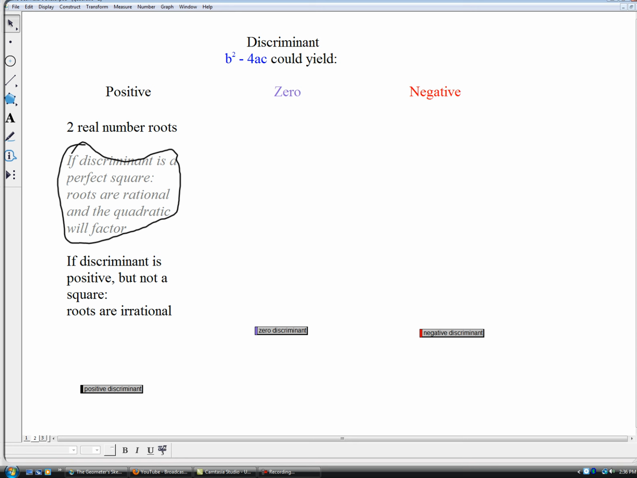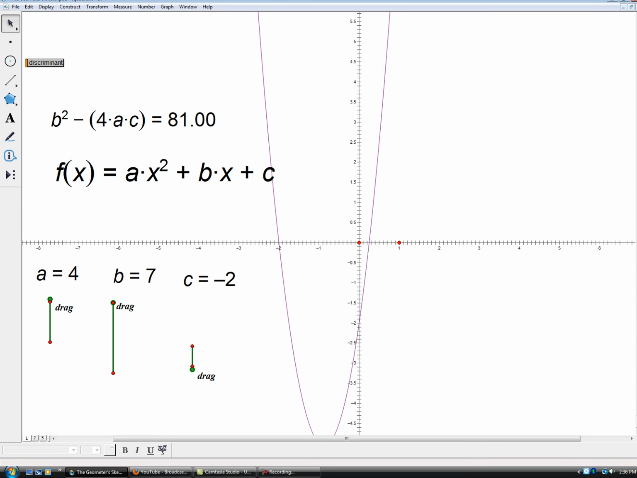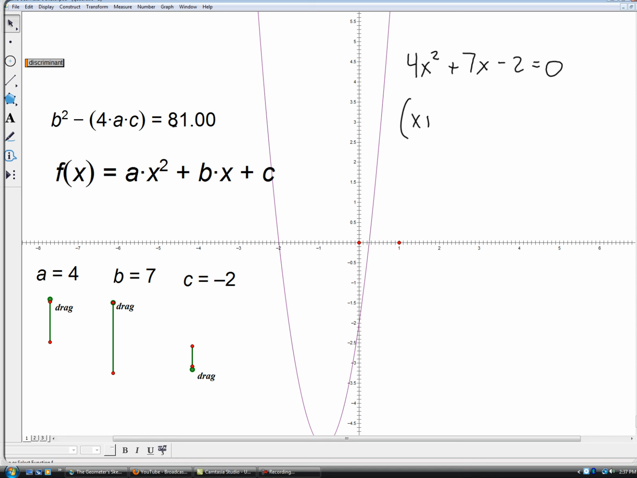So let's take a look at that and factor this. A is 4, so let's write it as 4x squared, plus 7x, b is 7, and c is negative 2, minus 2 equals 0. Okay, so remember the technique said if our discriminant is a positive number and it's a square number, then this will factor. There's another video on factoring trinomials you can review. This one happens to factor to x plus 2 times 4x minus 1.